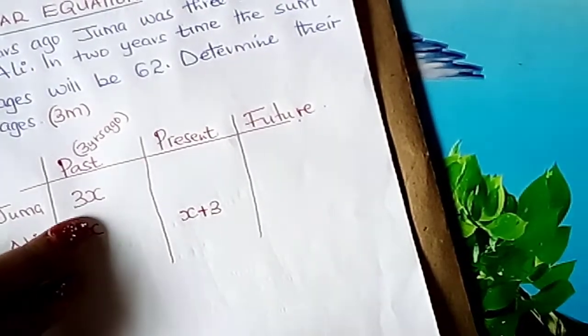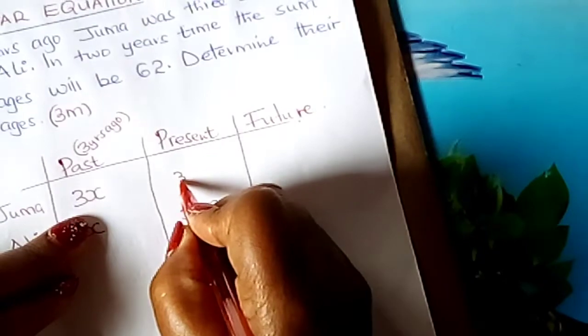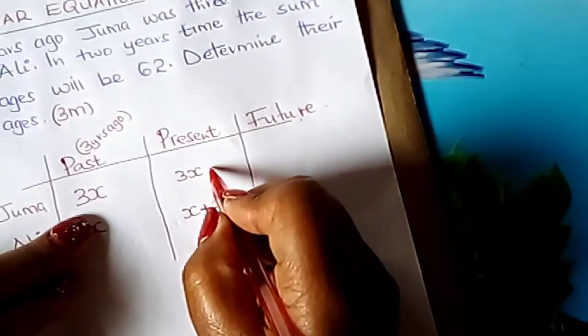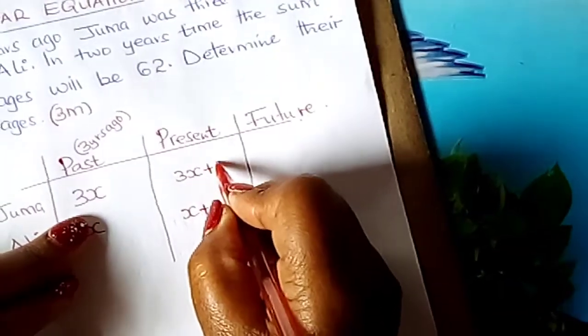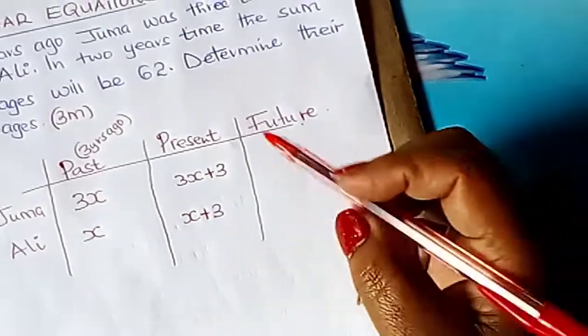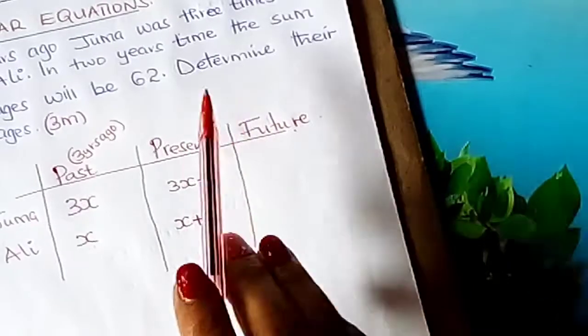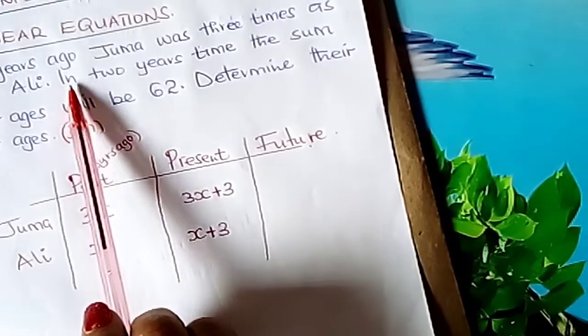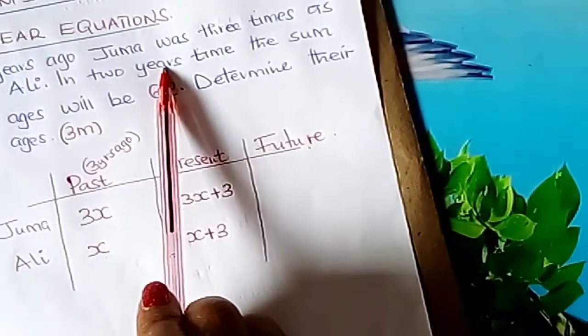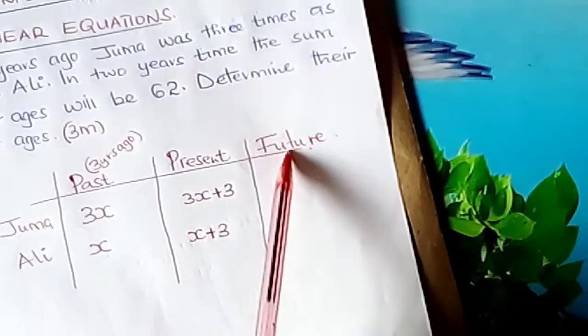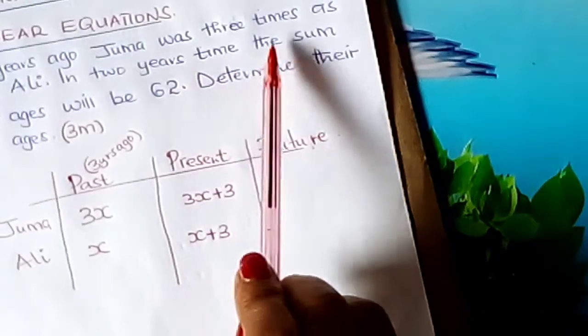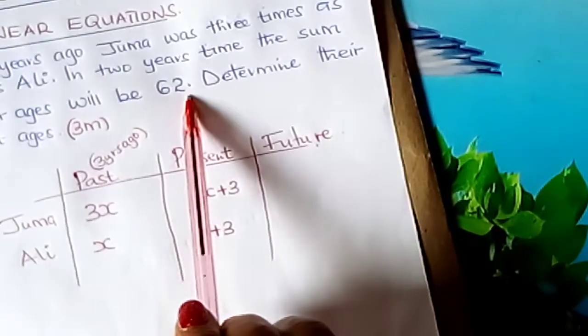The same case to Juma. Juma, 3 years ago, he was 3X years. So today, you add the 3 years. So today, these are their present ages. Then, we go to the next sentence here. You are told in 2 years' time, so we are now in the future. In 2 years' time, the sum of their ages will be 62.